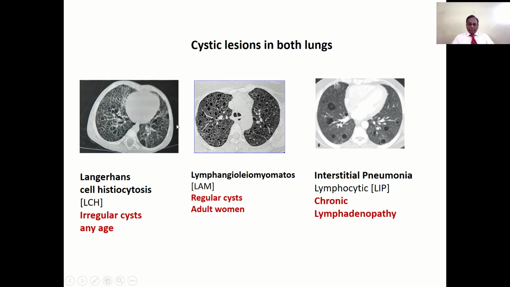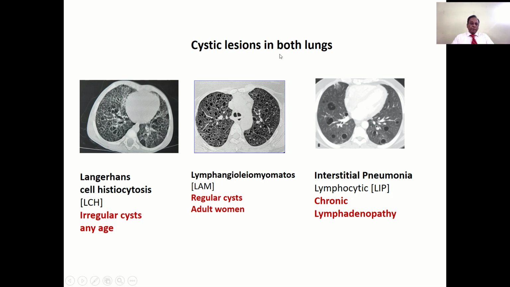There are other conditions. Typically, it will confuse. It has a differential diagnosis, but it typically happens in older adults, particularly in women. The condition is called lymphangioleiomyomatosis. Being a child, I think this is automatically ruled out. Sometimes interstitial pneumonia, lymphocytic interstitial pneumonia, does present with some sort of cysts, and it is also associated with chronic lymphadenopathy and all.